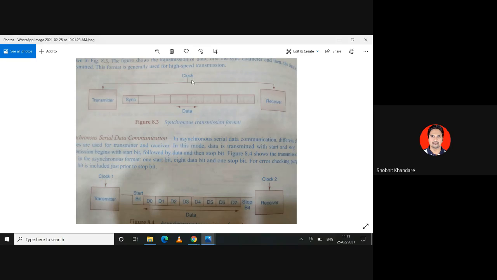So here the transmitting clock pulses and the receiving clock pulses are the same, so that we can achieve the same speed, transmitting speed and receiving speed. And one more thing, whenever you transmit the data, along with the data, you are sending one more character that is called a sync character. So the sync character is appended with the data.